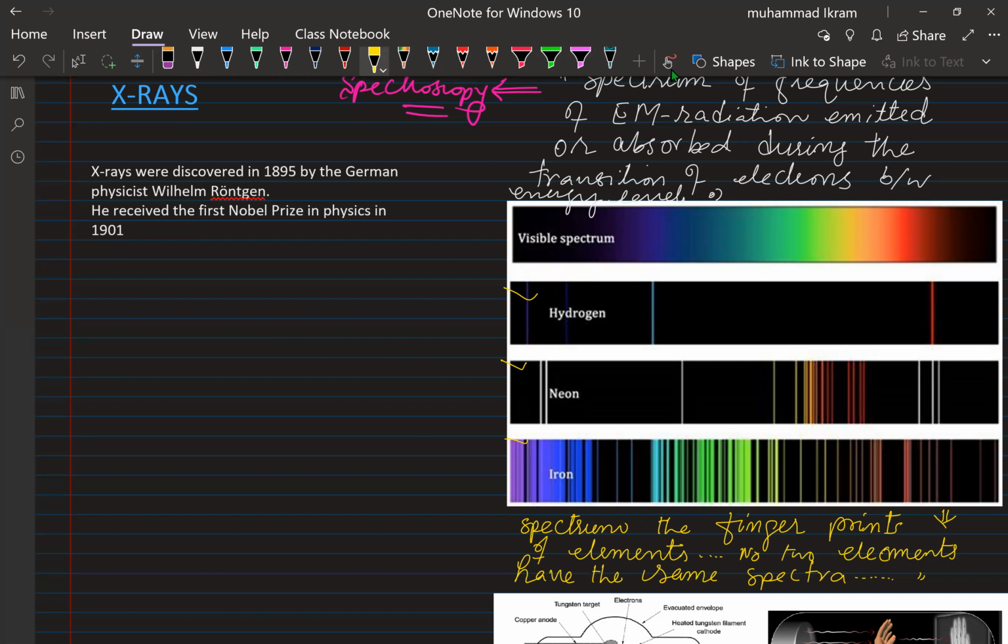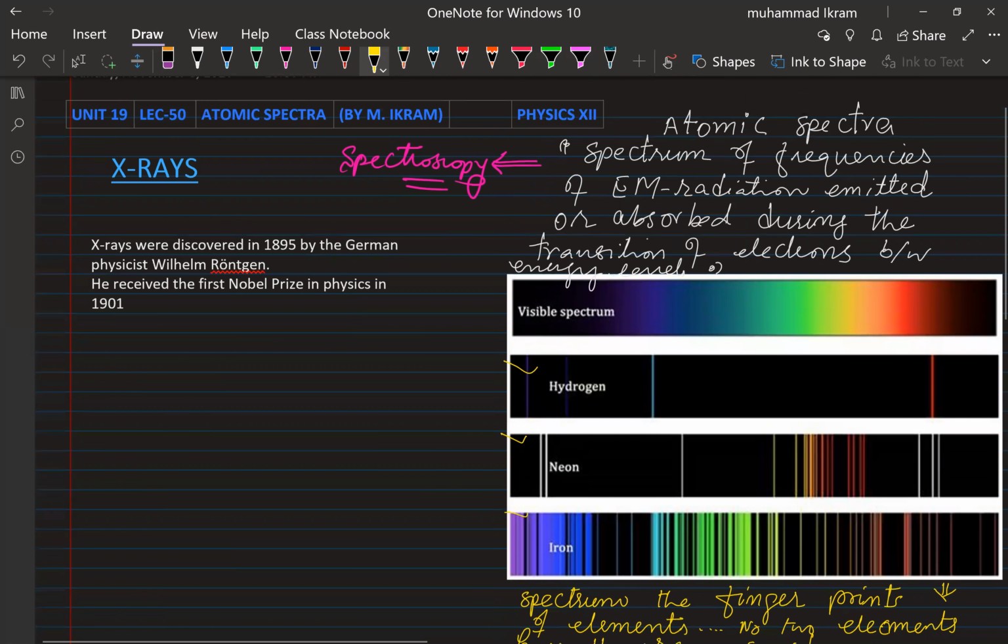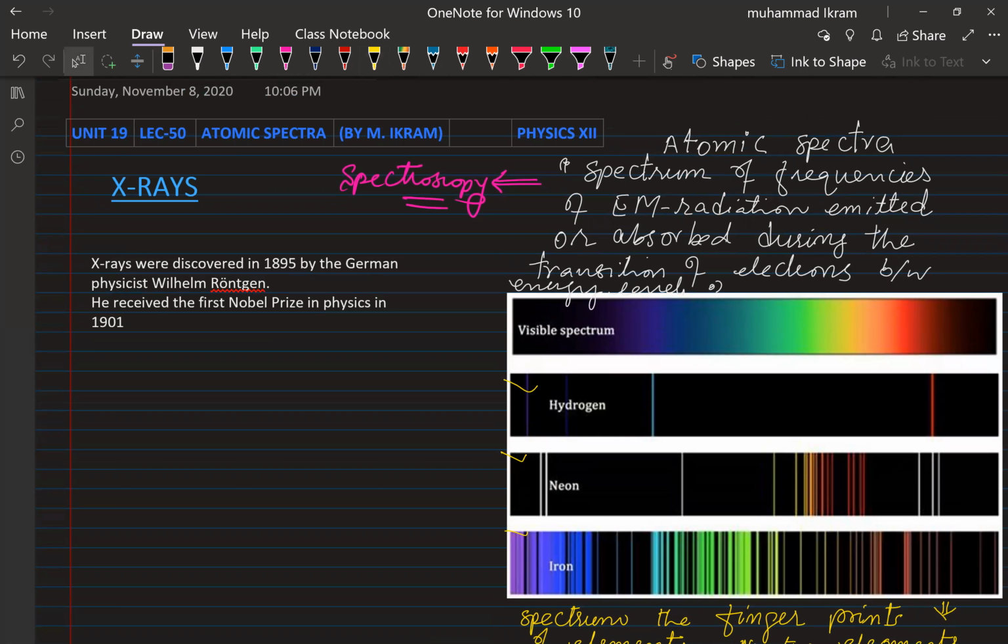There are absorption spectra, emission spectra, band spectra, molecular spectra, but we are not going to discuss them. This is just a very brief introduction to atomic spectra. Now, let us start with our topic, the X-rays.